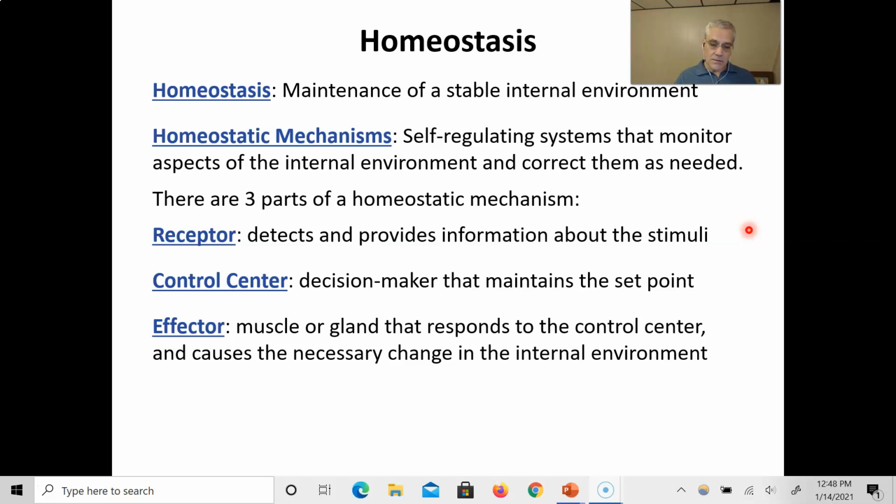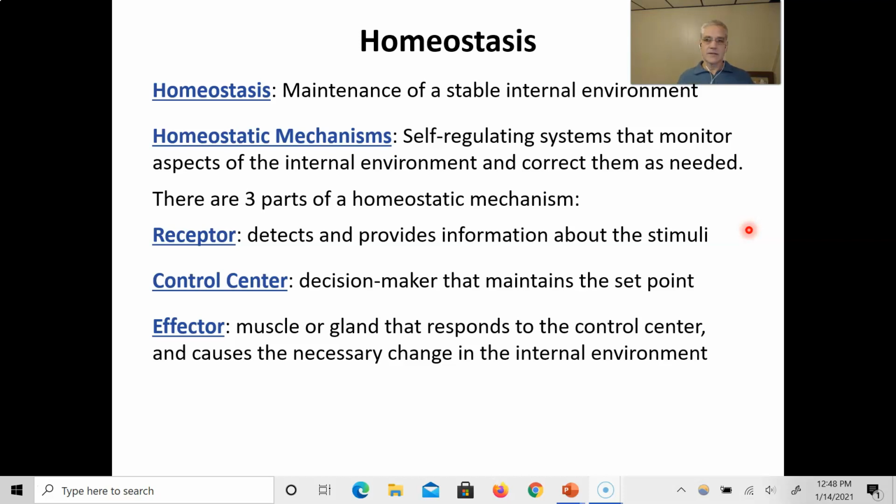If it's too low, you cannot maintain your upright status against gravity. So what does that mean? It means you're going to faint. So if your blood pressure is too low, that's no good. If your blood pressure is too high, that's no good. You have to maintain homeostasis with blood pressure. Same way with body temperature.